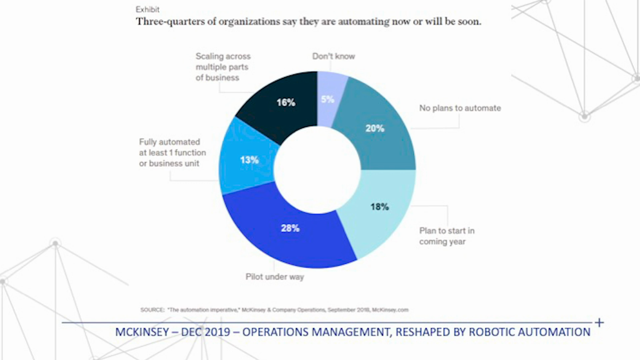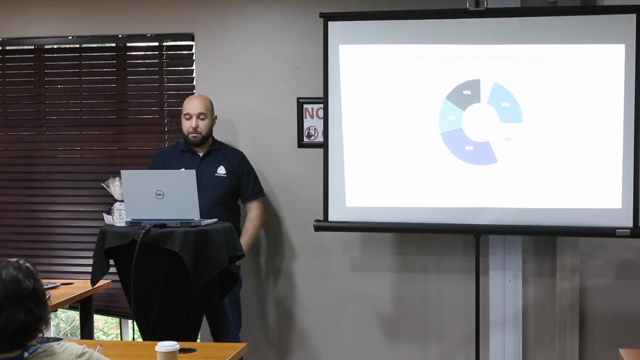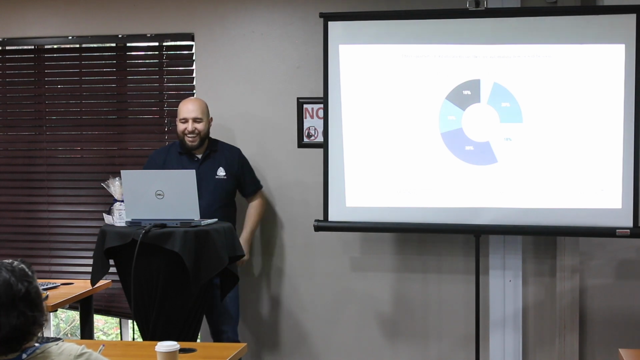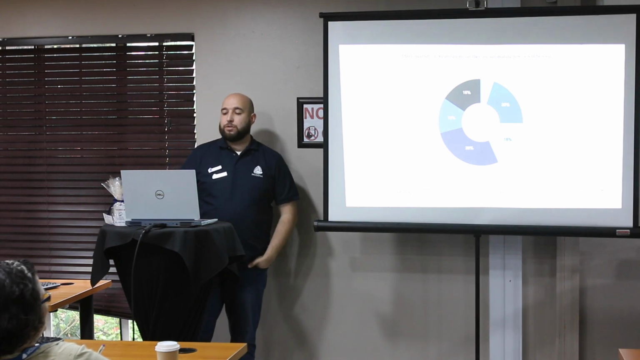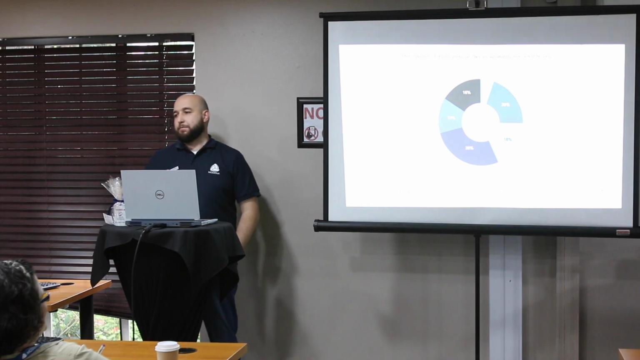The responses range from no plans, to plan to start in the coming year, pilot underway, fully automated at least one function or a business unit, I'm at least there, and then scaling across multiple parts of the business. So it's not that we're in the dark here. This is still early adoption in my mind when you talk about RPA, business automation, and process automation.